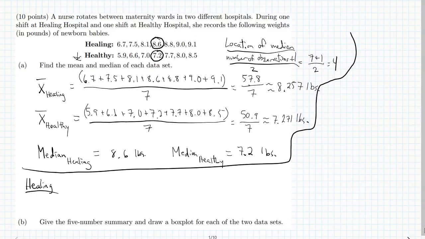So healing hospital, we need to write a 5-number summary. What does that consist of? Now, I won't write it for the second one, but you'll need to learn it. You have the minimum. You have the first quartile. You have the median, you have the 3rd quartile, and then you have the maximum.